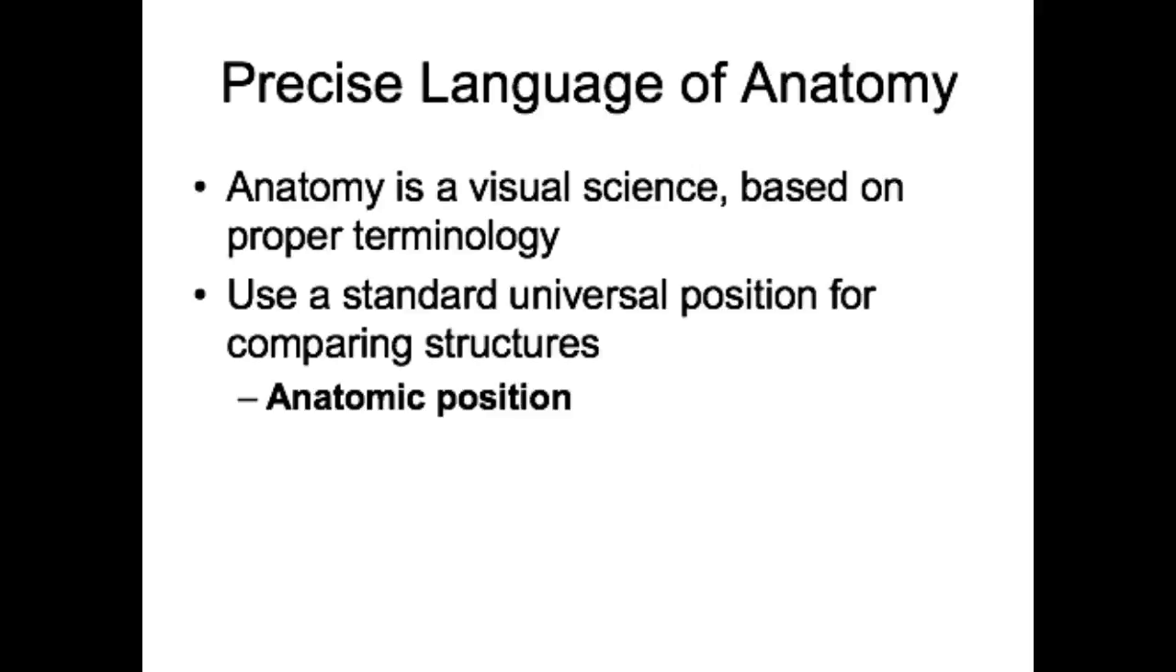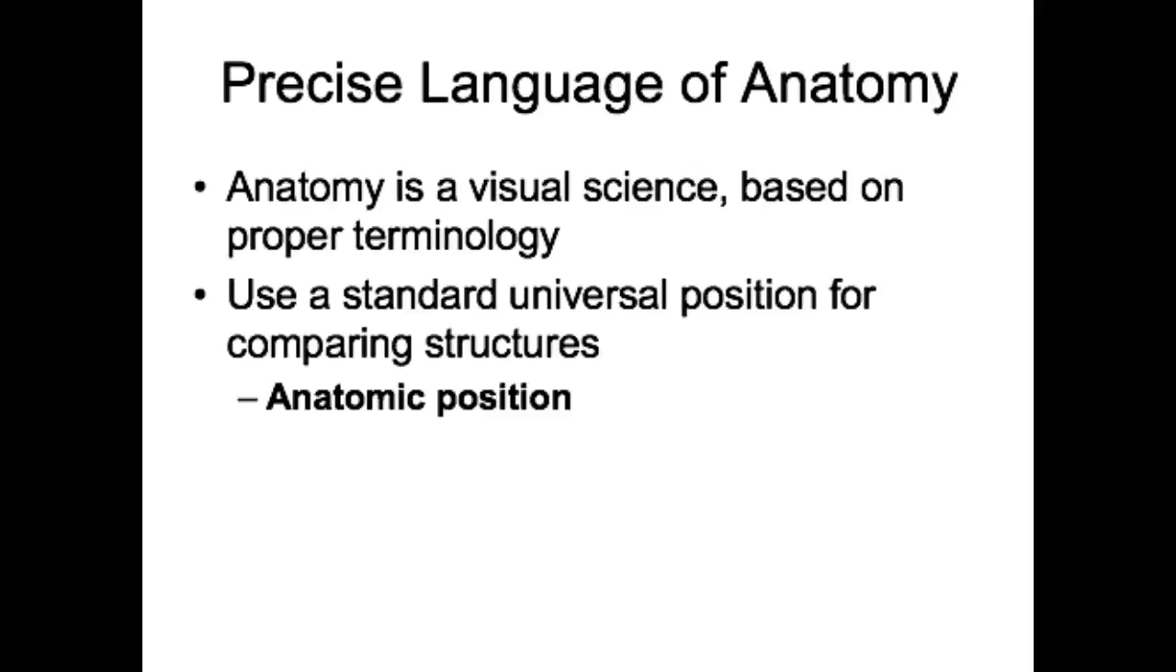So anatomy has a very precise language, and things have to be very carefully regulated. First thing that has to be regulated when we're using the language of anatomy is the anatomic position. It's a universal position for comparing structures. Why would there be problems with comparing positions of structures? What if I say the nose is up from the mouth?